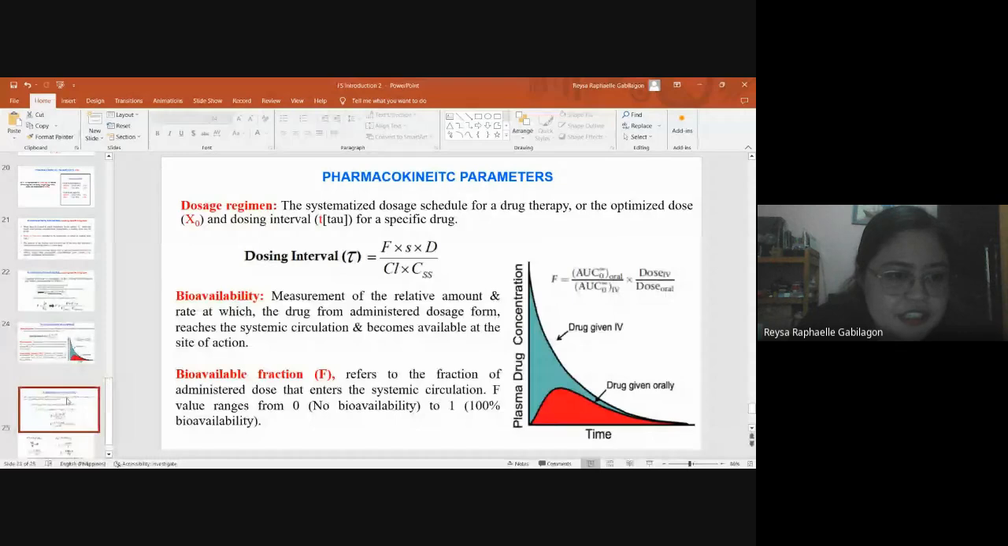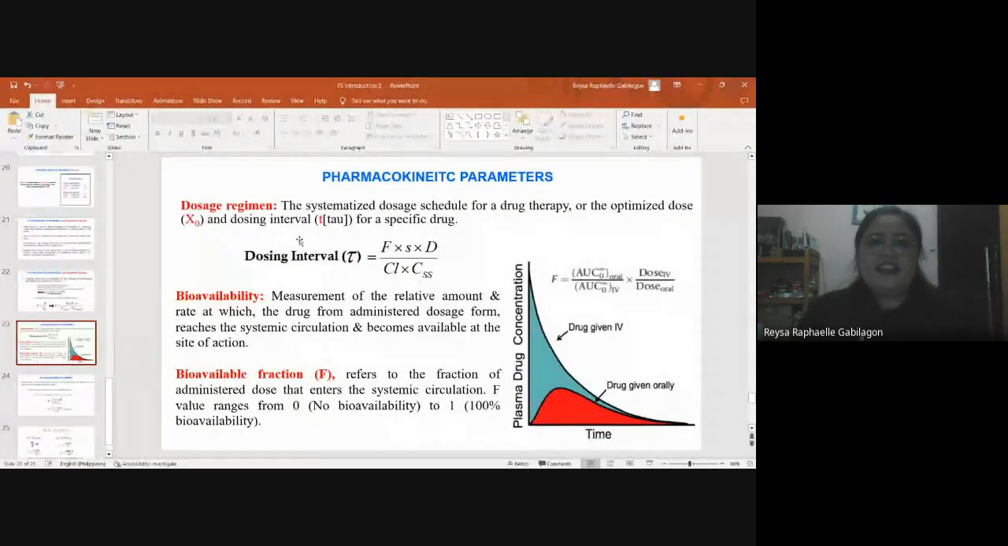This is for the dosing interval. Okay? So, sa dosing interval naman, syempre ito yung mga drugs natin na to be given in multiple dosing. So, we can also compute kailan yung magiging next dose natin using this formula. F is still the factor and then S is still the salt factor if ever meron. And then times the dose divided by the clearance times the steady state concentration.